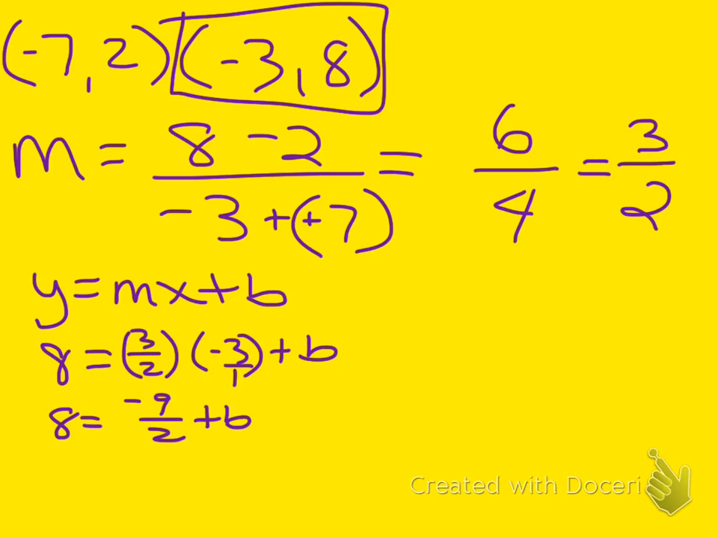Now how do we solve this? We're adding here. But this is negative, so we're going to add. Yes. Add 9 over 2 to the other side. You can get a common denominator or you can do it on your calculator.